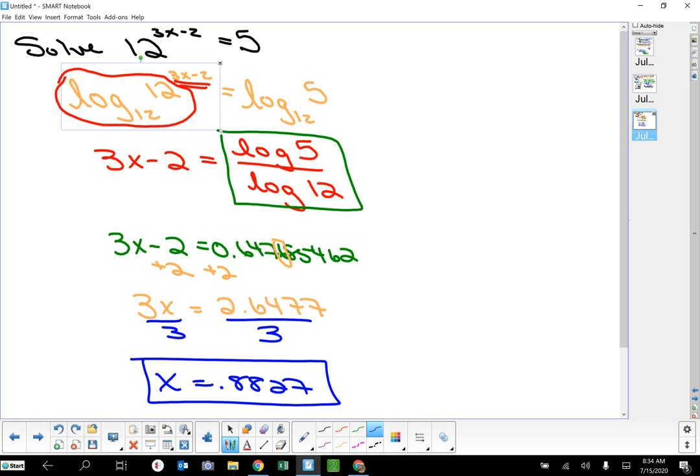All right, here's the last one that we're going to do. If your bases are not the same, sometimes you have to do a couple of things here. So this next one is going to involve exponents on both your bases.